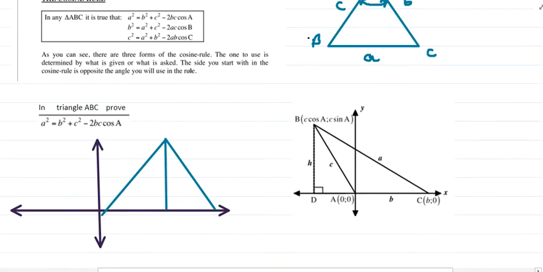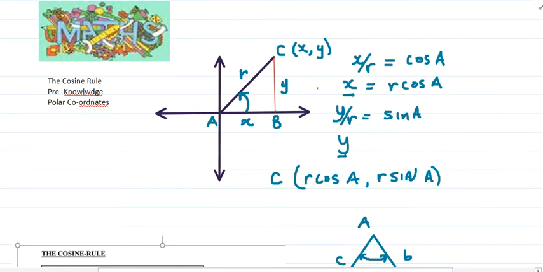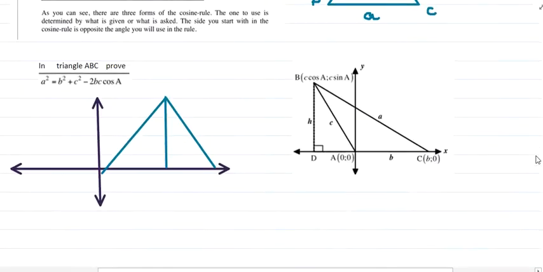As you know, there are three forms of the cosine rule. The one used is determined by what is given or what is asked. The side you start with in the cosine rule is opposite the angle you will use in the rule. Now a typical question would look like this: in triangle ABC, prove that a squared is equal to b squared plus c squared minus 2bc cos A.